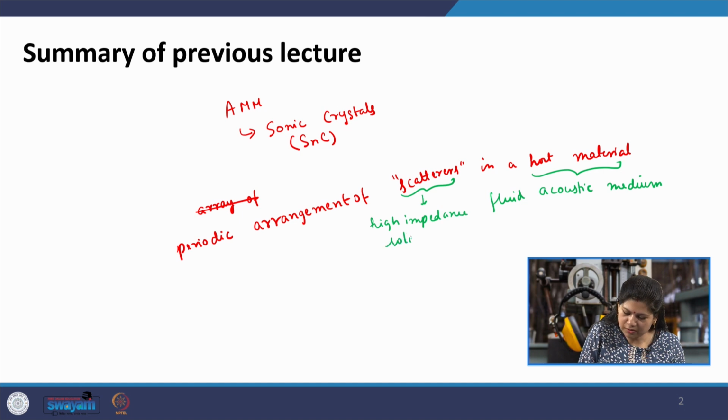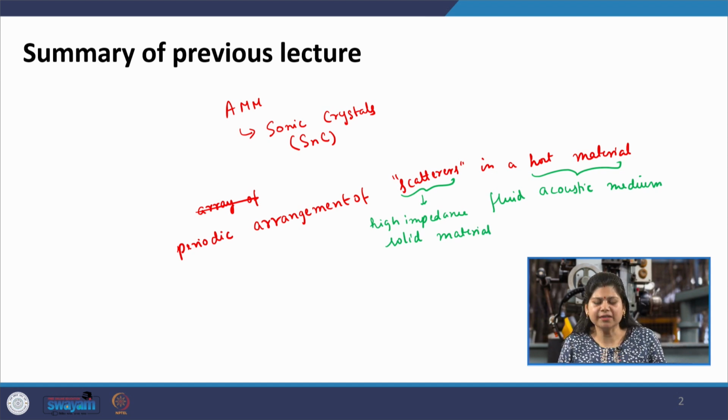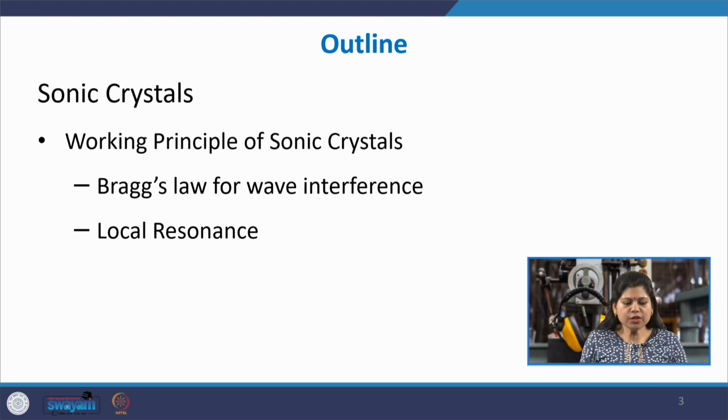solid material, such as steel plates suspended in the air, aluminum solid cylinders arranged in the air, lead balls arranged in some cubic fashion. All of these will make a sonic crystal. So, today we will continue our discussion.